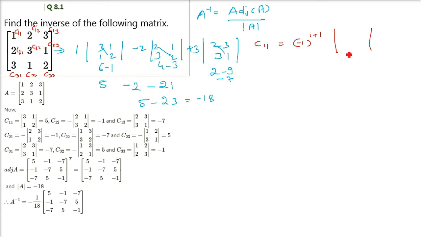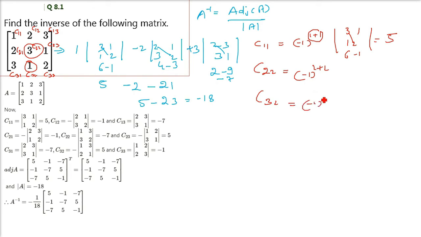Let me write it here. We have 3, 1, 1, 2, and see, negative 1 to the power even will always be plus 1. Minus 1 to the power odd will always be negative 1. So it will be 5 here. Let me take a few more of these so that you get the idea. C22 and C32 we will find out, because the nine cofactors you have to find out. Please remember, minus 1 to the power 2 plus 2 here, minus 1 to the power 3 plus 2 here. So C22 will be positive, C32 will be negative.